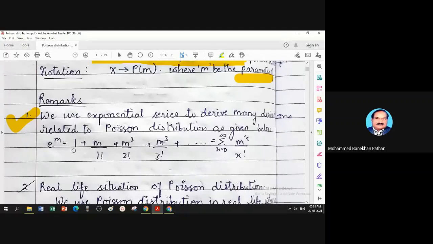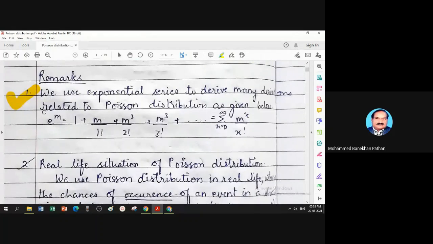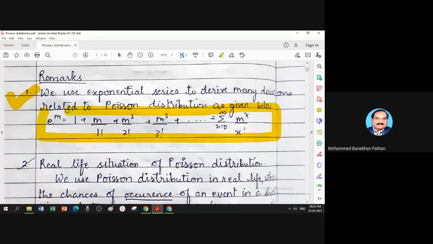And the expansion will be 1 plus 2 by 1 factorial plus 2 square by 2 factorial plus 2 raised to 3 by 3 factorial and so on. Remark number 2. So this is very important series for a Poisson distribution to be remembered nicely.